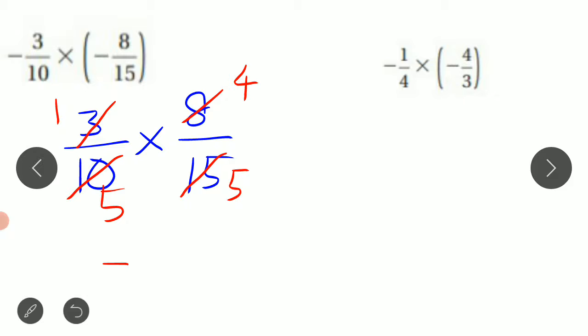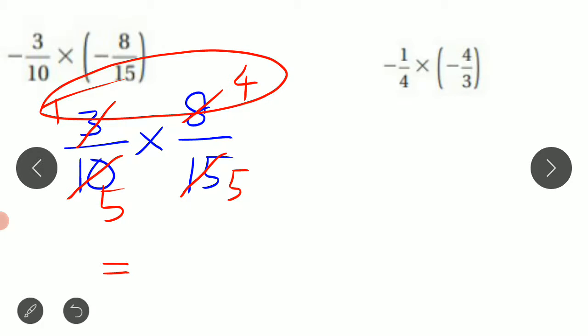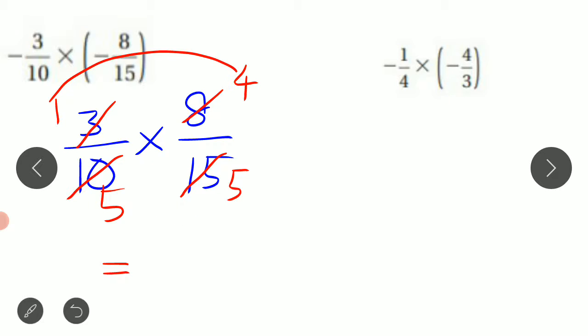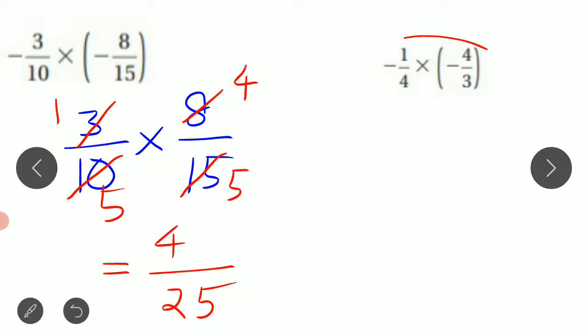So at this time, let's multiply the remaining numerators and multiply the denominators. 1 four is 4 by 5 fives are 25. So we get the answer as 4 by 25. Let's see one more example.